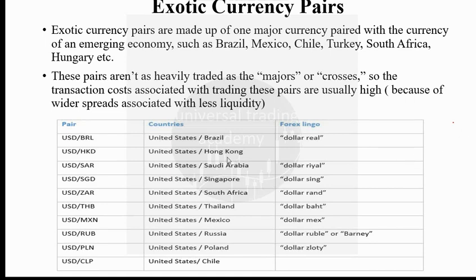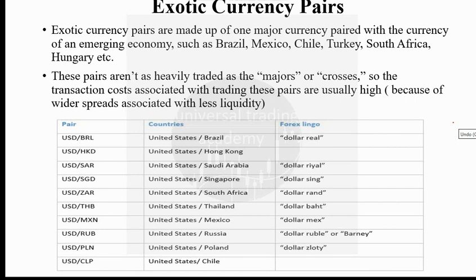So here are some of the exotic currency pairs you will find in the market, and most of them here are US dollar pairs, but you can find Euro pairs as well, GBP pairs, AUD pairs, and so on.